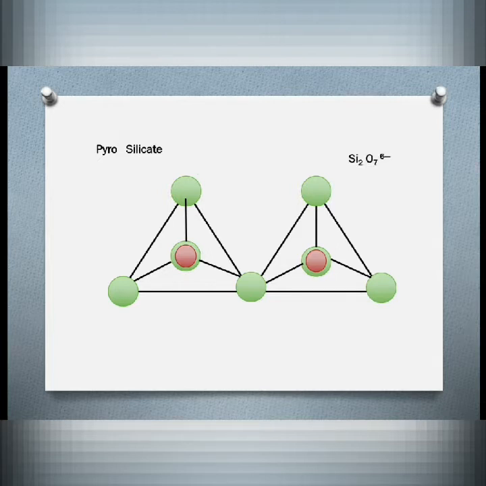One example of this type of silicate is thortveitite, which is a silicate of scandium with the formula Sc2Si2O7. This is thortveitite, which is also a pyrosilicate, as the silicate unit is Si2O7 6 minus. Here scandium is in the +3 state.